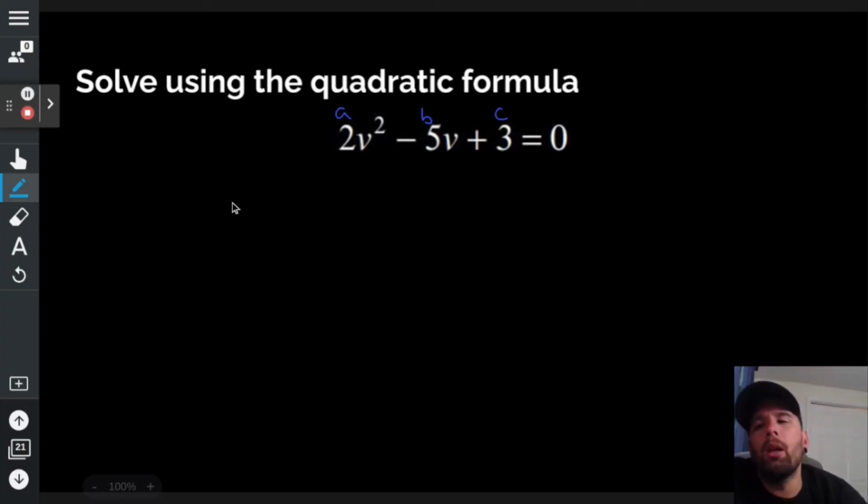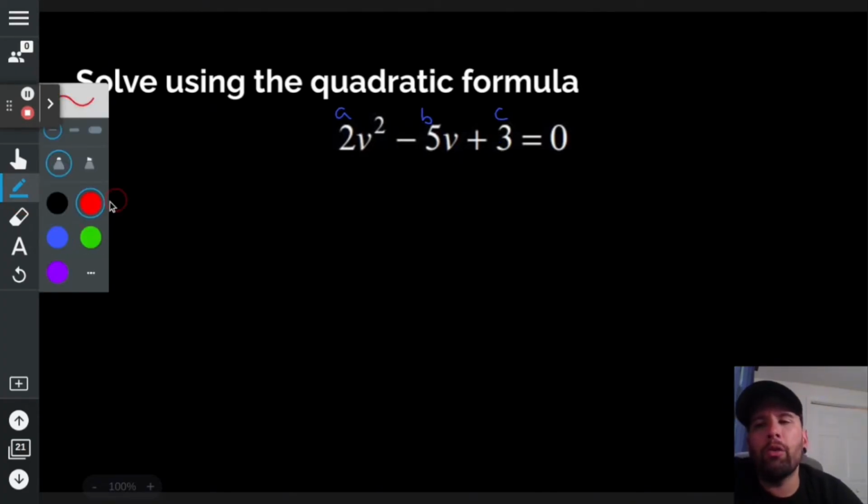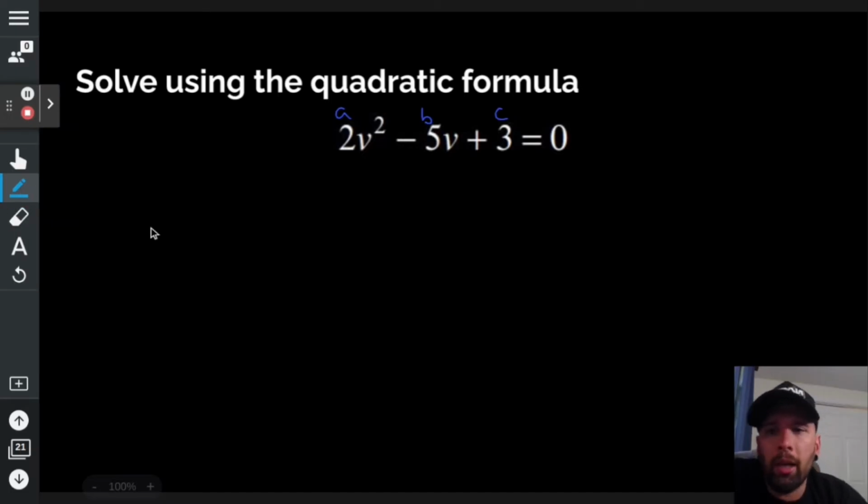Okay. Now, I have a song for the quadratic formula. It's a song. I wrote it. And if you steal it, I'm going to sue the heck out of you. It goes a little something like this.